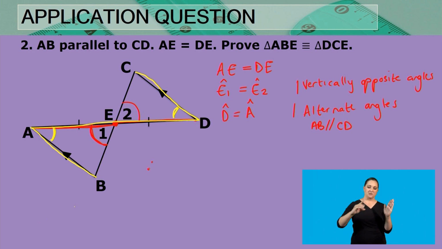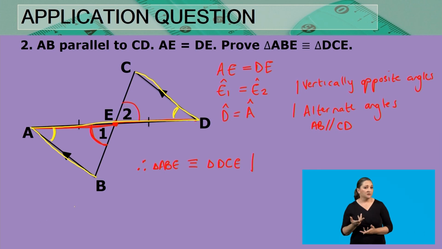So what conclusion can we make? We can make the conclusion that triangle ABE is congruent to triangle DCE. And what is our reason for that? It is because we found two angles and a corresponding side. So how are we going to write that? We are going to write there that we found an angle, we found a corresponding side, and we found another angle there. Let's look at our next example where we are also going to be proving their congruency.